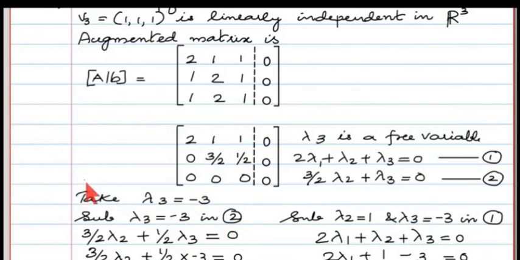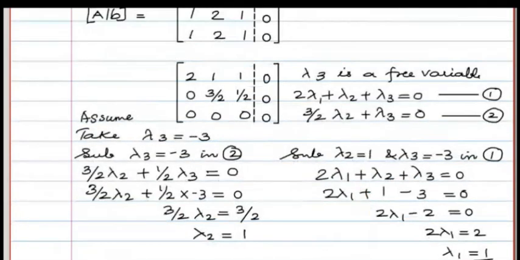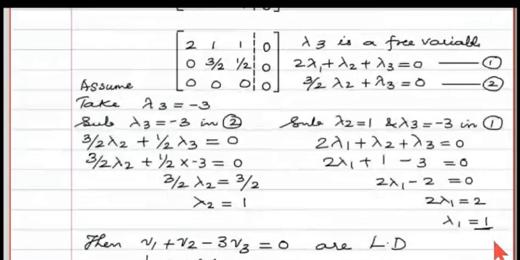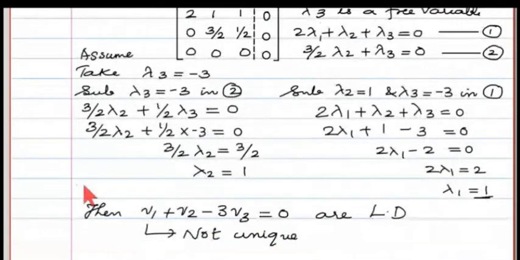Assuming lambda 3 equal to minus 3, substituting in the second equation, we will get the value of lambda 2. It is lambda 2 equal to 1. Again, substituting lambda 2 equal to 1 and lambda 3 equal to minus 3 in the first equation, we will get the value of lambda 1. It is 1. So substituting back, we get v1 plus v2 minus v3 equal to 0, so they are linearly dependent, and it is not unique.